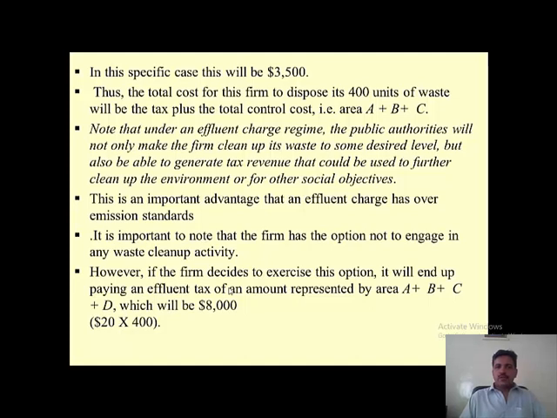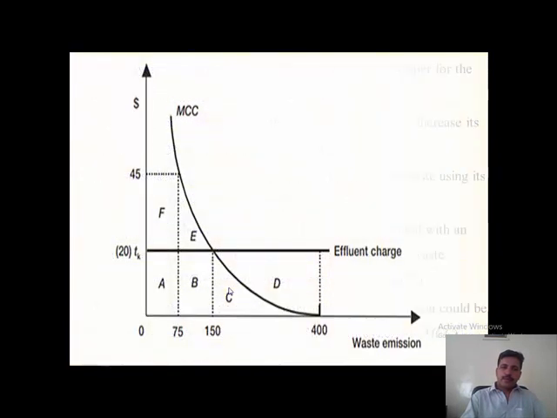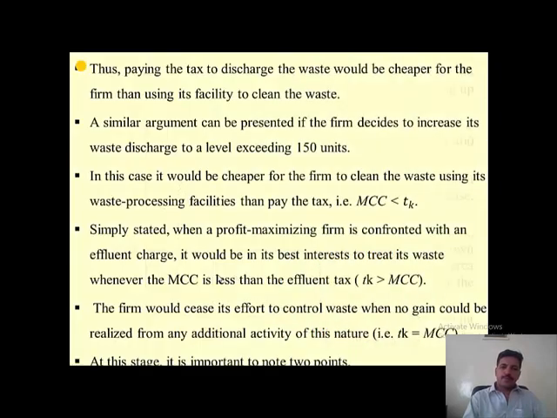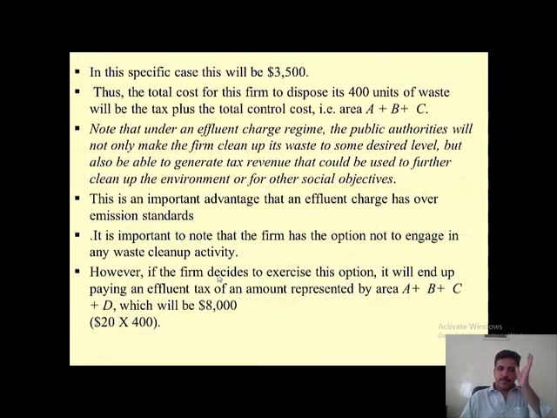So the total cost for this firm to dispose of the waste will be tax plus total control cost, A plus B plus C. Coming back to the diagram, it will pay the tax, the effluent charge, for this A plus B, which is $3,500, plus it will have to bear this cost. So the total cost becomes A plus B plus C. Note that under the effluent charge regime, the public authorities will not only make the firm clean up its waste to some desired level, but also be able to generate tax revenue that could be used for further cleanup of the environment or for further social objectives.